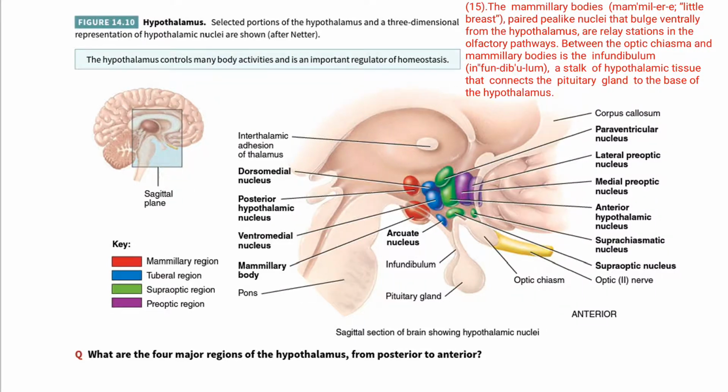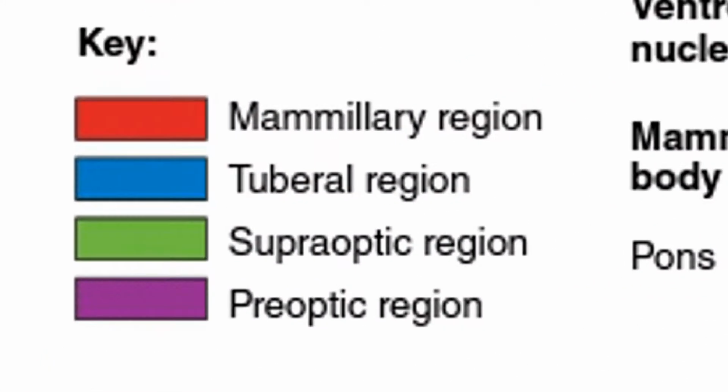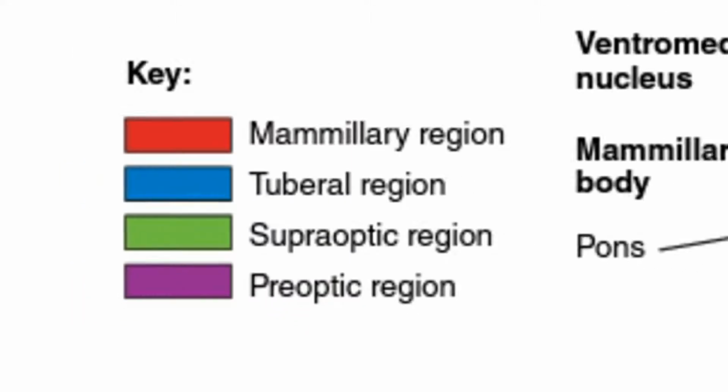Okay, and here on the left hand side the key is given. Red color is used for the mammillary region of the hypothalamus. Blue color is used for the tubular region of the hypothalamus. Green color is used for the supraoptic region of the hypothalamus, and the purple color is used for the preoptic region of the hypothalamus.